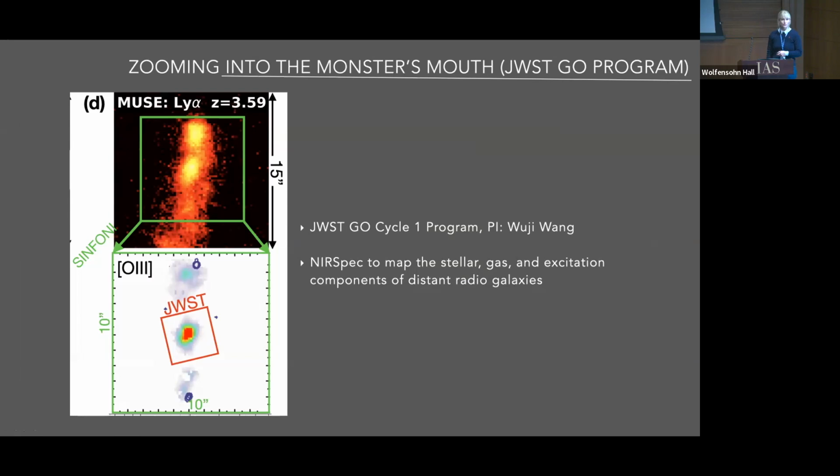But we also want to know what's going on in the center and connect the larger scale signatures to the small scale signatures. So Wuji has a JWST cycle 1 program accepted. I think he's one of 2 student PIs who got time in cycle 1. And he will be using NIRSpec to also map the stellar gas and excitation components in these distant radio galaxies. And we're very excited about this project.